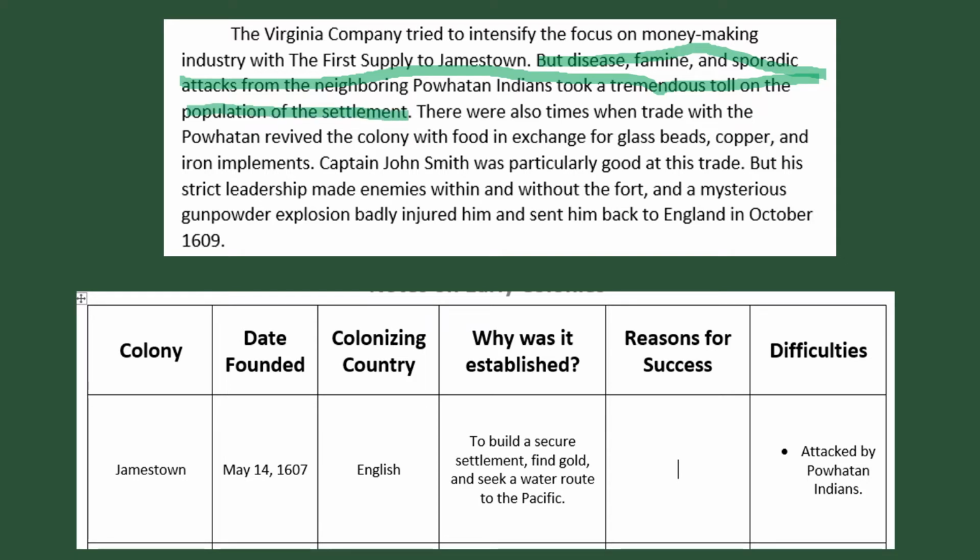However, there's also a reason for success. At times, Jamestown Colony had success because there were times when they could trade with the Powhatan Indians. So when trade with the Powhatan revived the colony with food in exchange for glass beads, copper, and iron implements. So when the Indians and the colonists were getting along, things were good. We'll add that to our note-taking sheet.